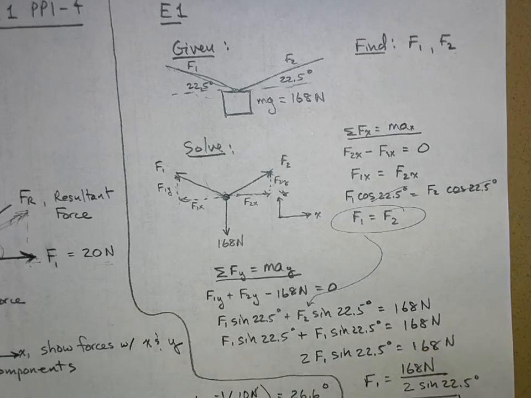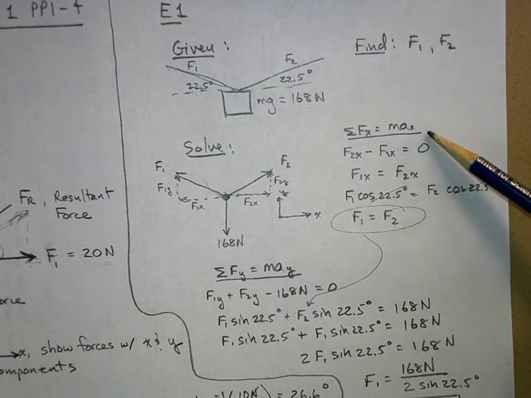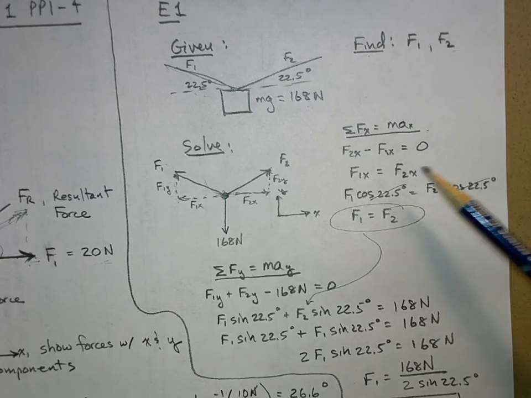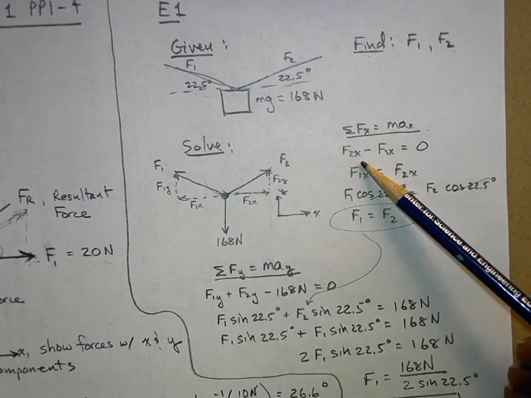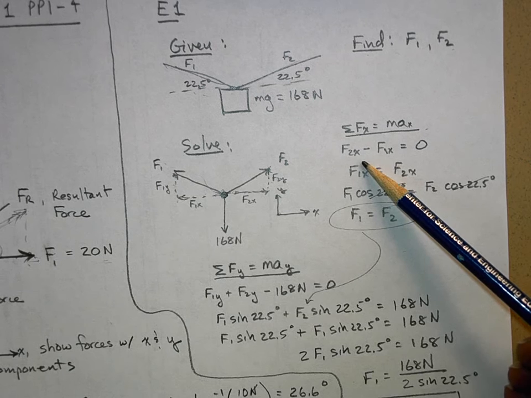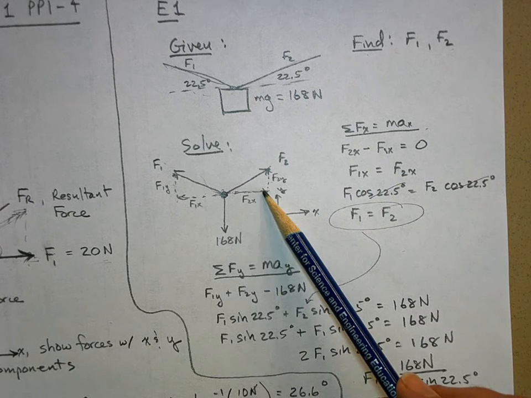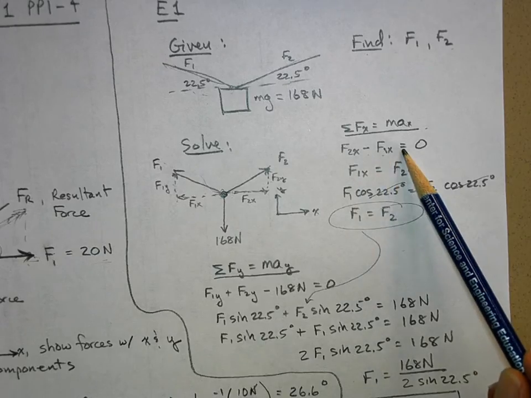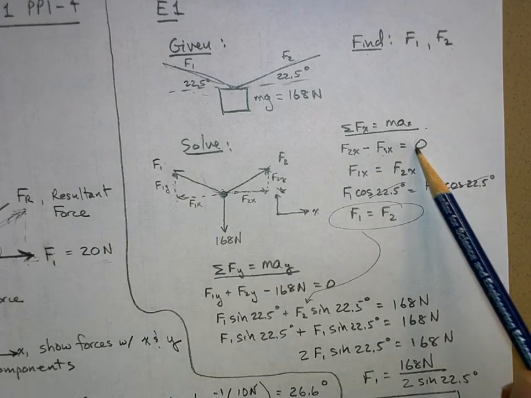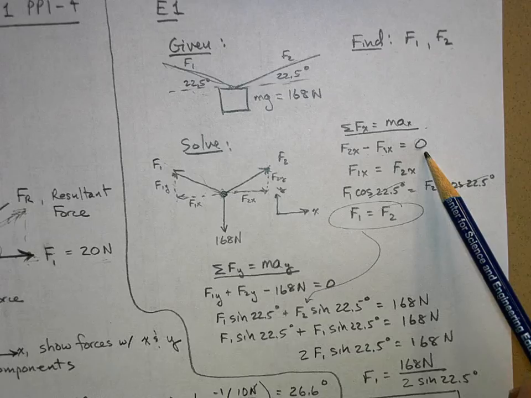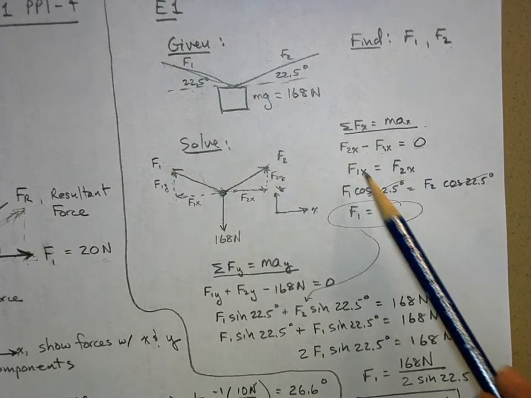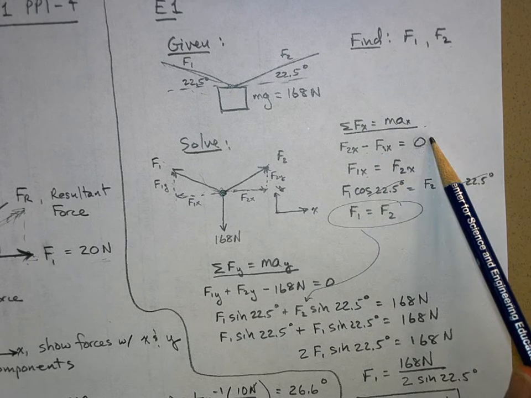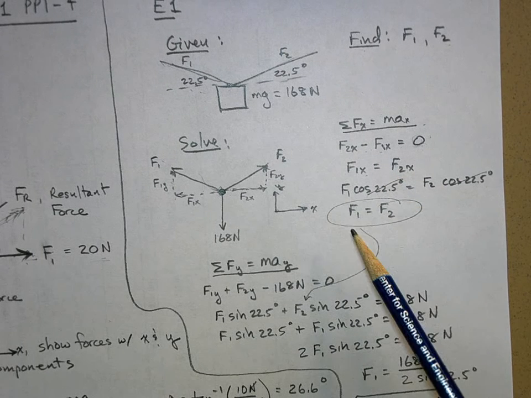I finished step 3, so we do step 4. I'm going to sum the forces in the x direction, equals m a in the x. So I look at my free body diagram. Here's F2 in the x. It's positive, but look, F1 in the x is negative. Equals 0. Why the 0? Because the object is in equilibrium. This tells me that F1 in the x is equal to F2 in the x. I just put this on the other side and switch the order.